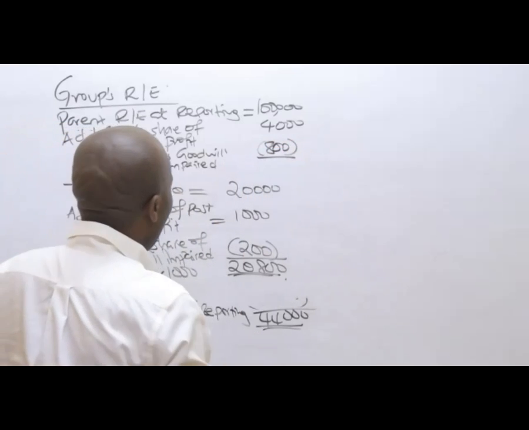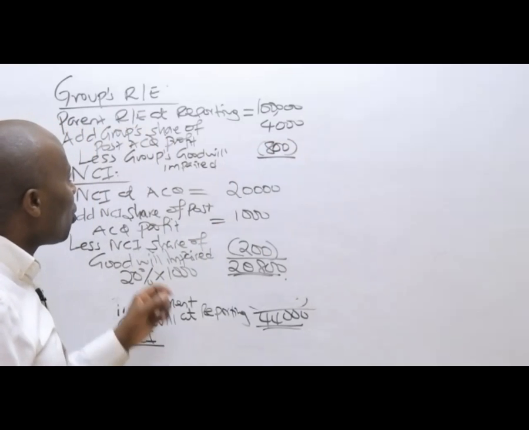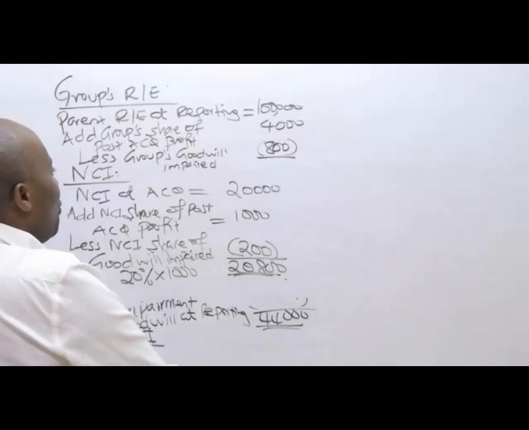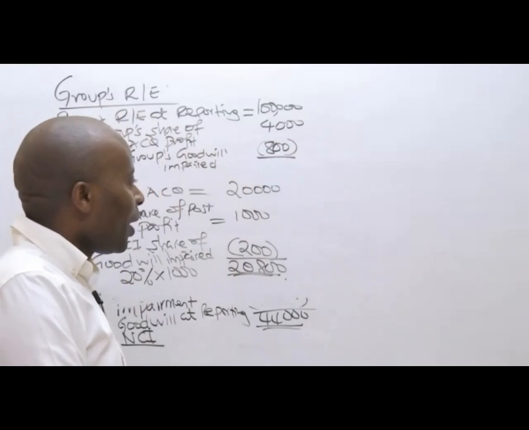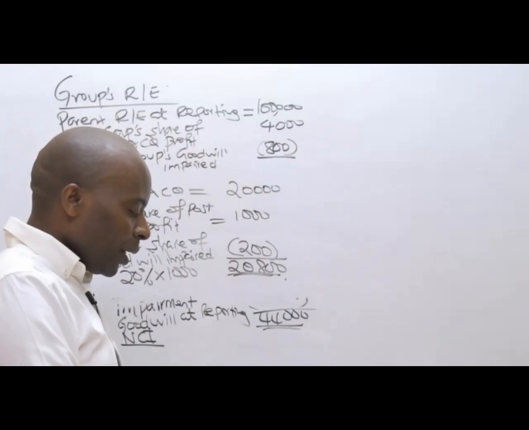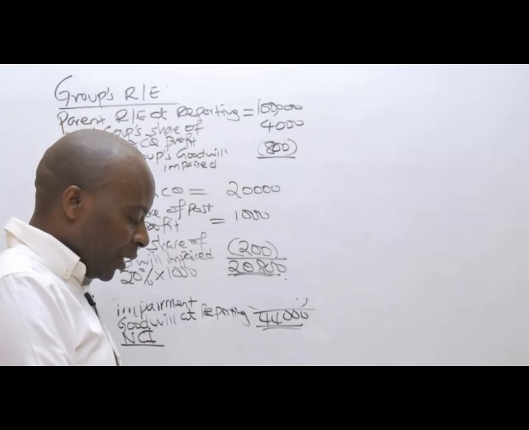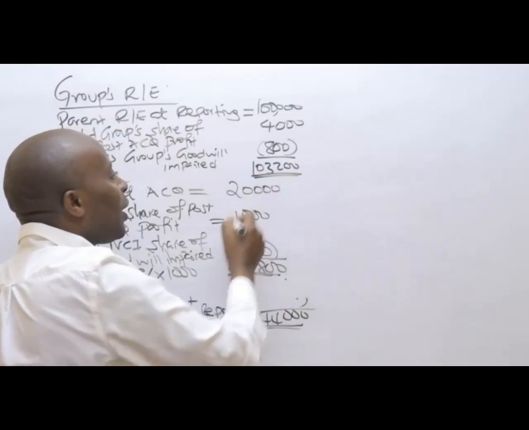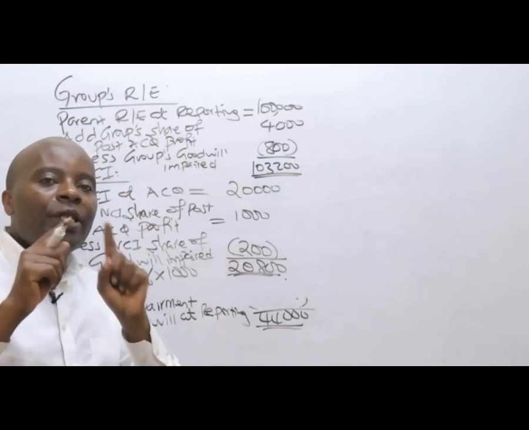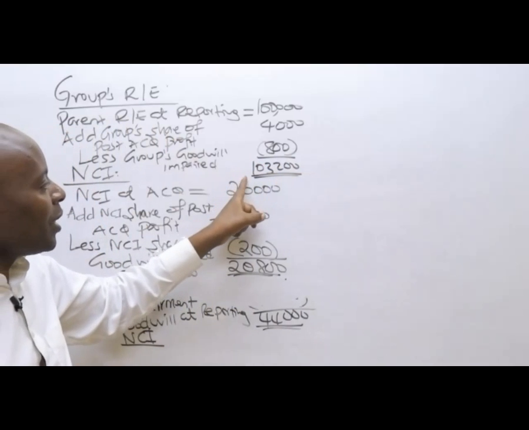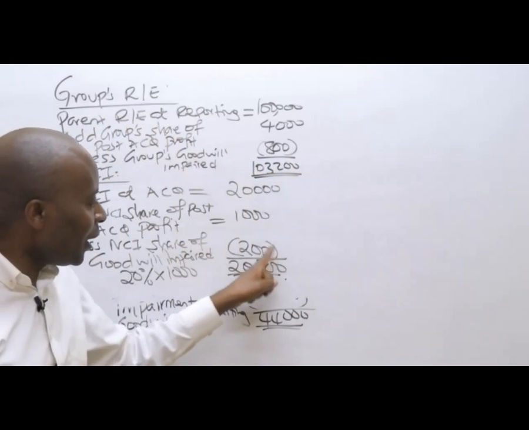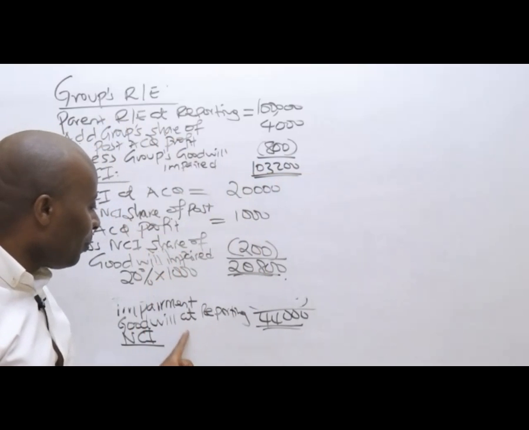So please do me a favor, come and give us the group's retained earnings at reporting. What do we have here? We have 100,000 plus 4,000 minus 800, which gives me 103,200. This is the figure that I will be taking, ladies and gentlemen, as my retained earnings at reporting in the consolidated statement of financial position, and that is it. So NCI at reporting, this is the figure I will take. Remember goodwill at reporting, this is the figure I will take.